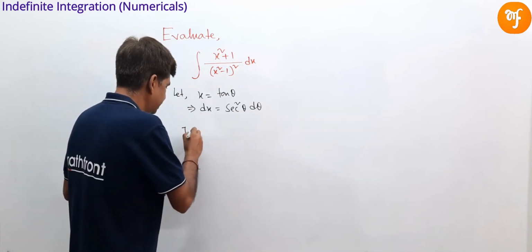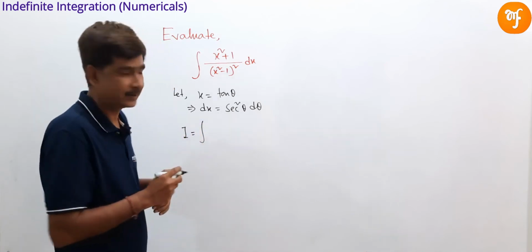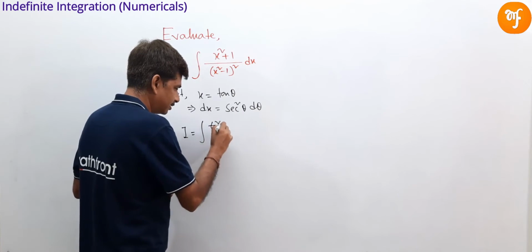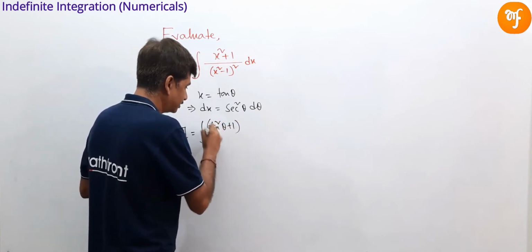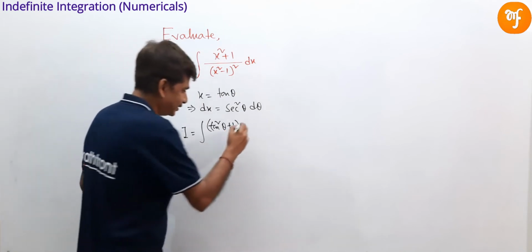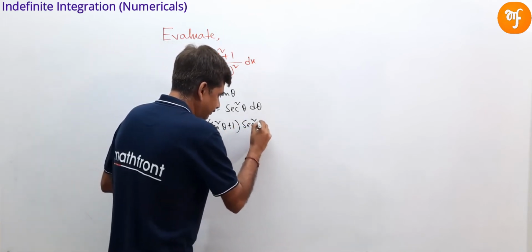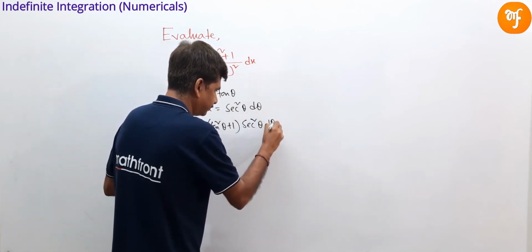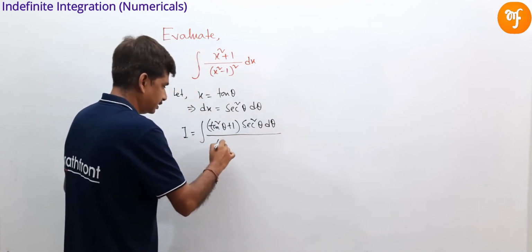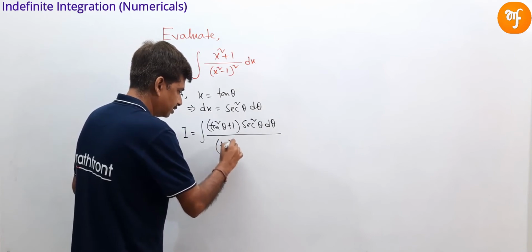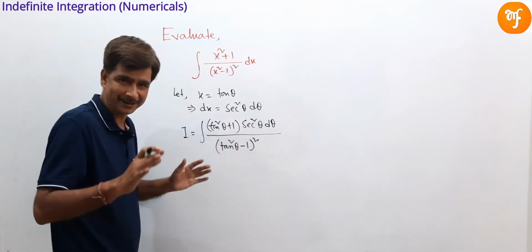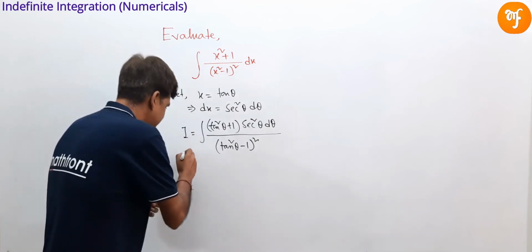I is equal to integration of, with x as tan theta, tan square theta plus 1. Instead of dx, we can write sec square theta d theta, so sec square theta d theta whole divided by tan square theta minus 1 whole square. Okay, clear? Now let's simplify this.